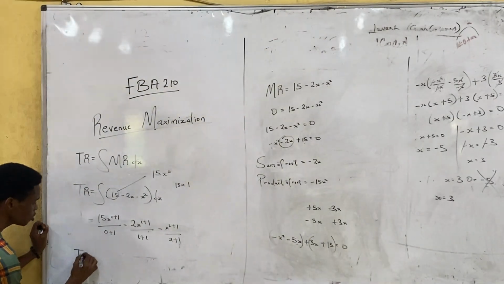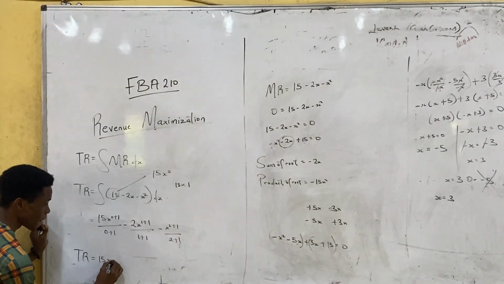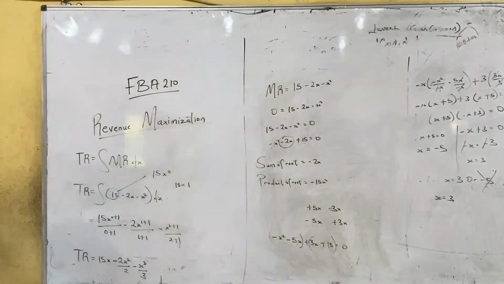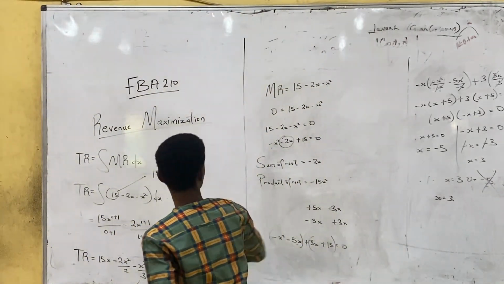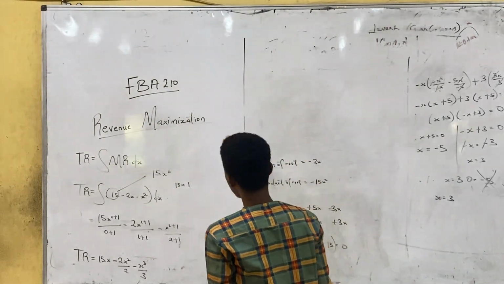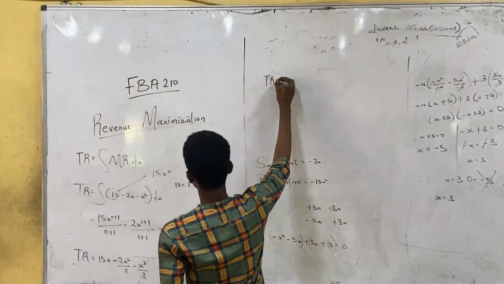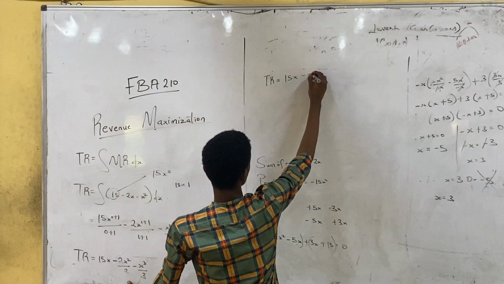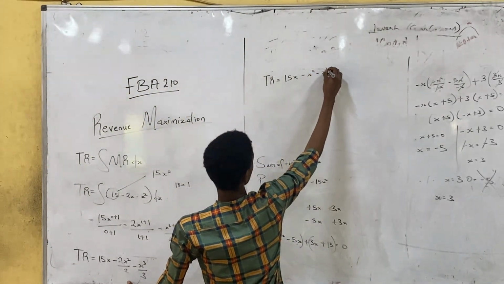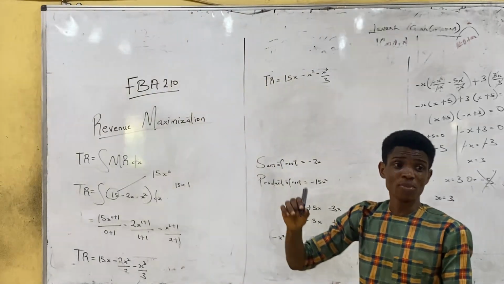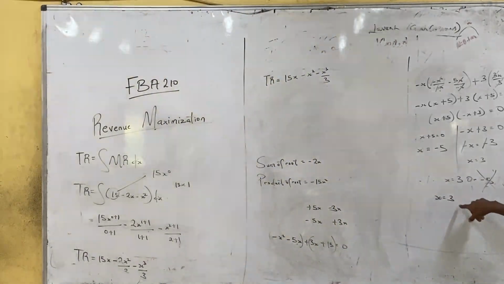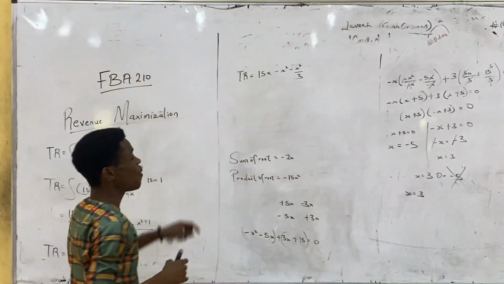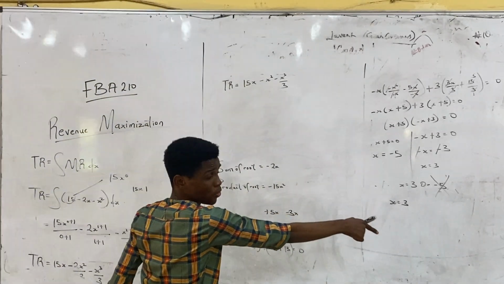So simplifying this, we have our total revenue equals 15x minus 2x squared divided by 2, minus x cubed divided by 3. So let's simplify that. We have total revenue equals 15x, the 2 cancels out this 2, we have minus x squared minus x cubed divided by 3. Remember, we are told to find the maximum revenue. I already know our maximum quantity, which is what? 3. Just input this 3 here, and you have your final answer. As simple as that. Remember, revenue will be at maximum when x equals 3.